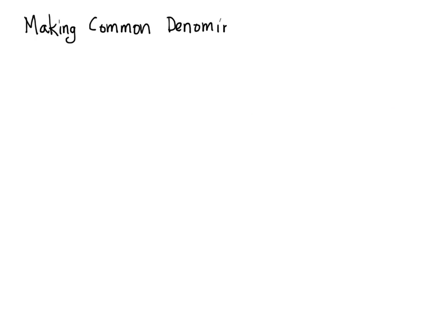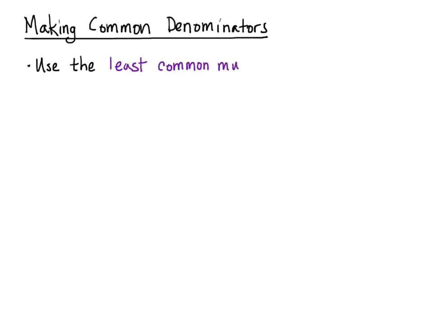Okay, so let's talk now about making common denominators. What we want to do is use the least common multiple of the denominators. Oftentimes when you're dealing with numbers, it's more expedient to just take the product of the two denominators and then multiply the two numerators by those denominators to make a common denominator.